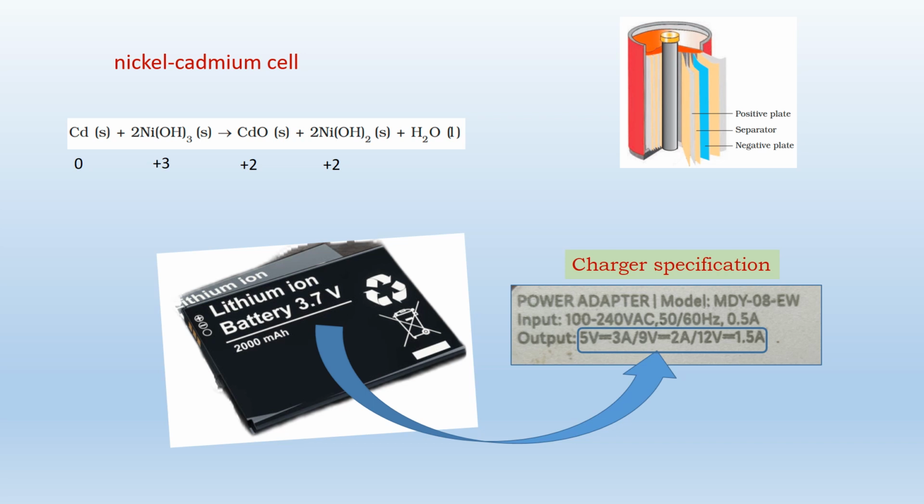But when you have to recharge, you have to apply an over potential, that is, you have to apply the extra potential, as I have mentioned in the charger specification. See the output voltage, it was given as 5 volts, 9 volts, 12 volts. You can recharge up to 12 volts. See, if you apply 5 volts, it takes a long time to recharge. If you apply 12 volts, a higher potential, it will be recharged very quickly, right?